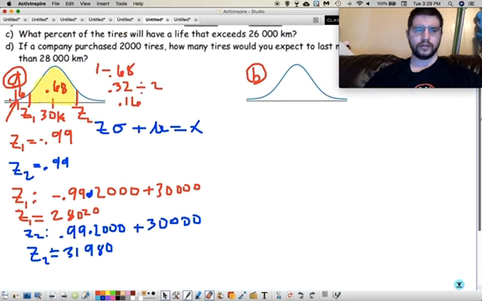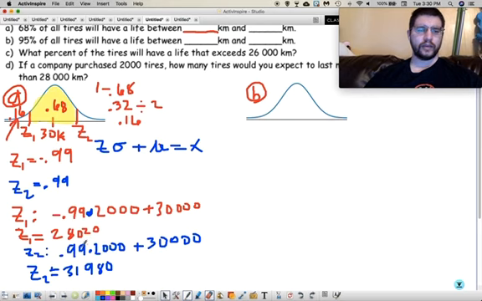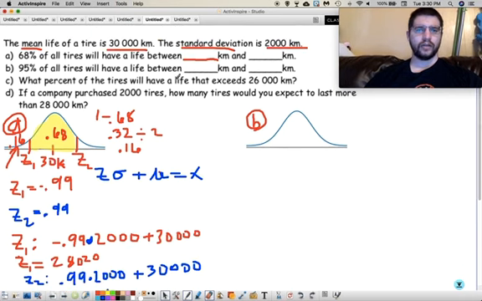All right. So that's for part A. They're going to be between 28,020 and 31,980. So that's this part. 95% for part B.